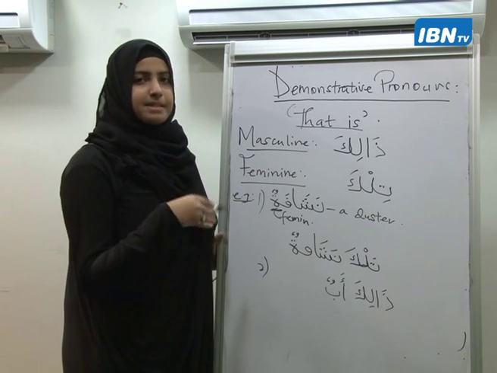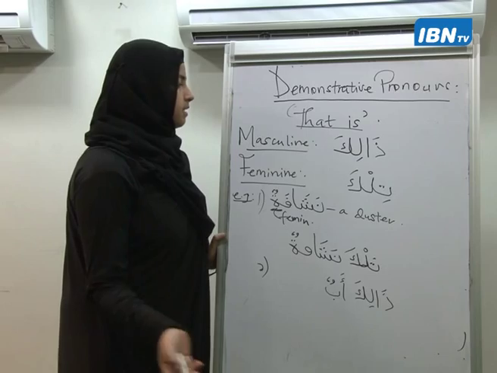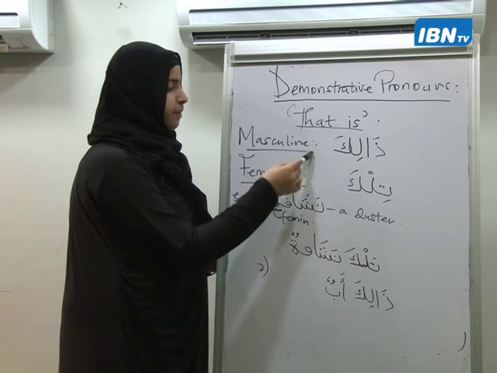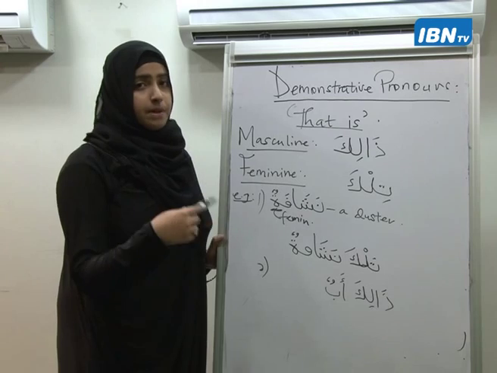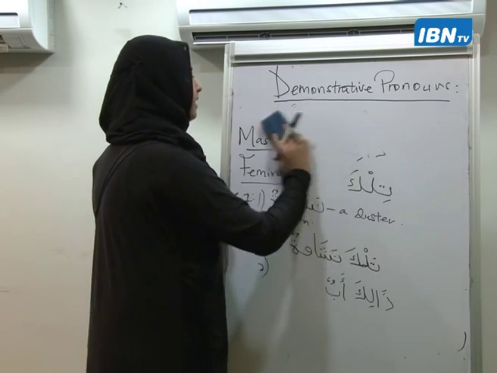Such simple sentences, by now you should be able to converse on the tip of your tongue. So this was that is, the demonstrative pronoun for masculine and for feminine. Now we'll be looking at further examples, and I'll leave behind an exercise.